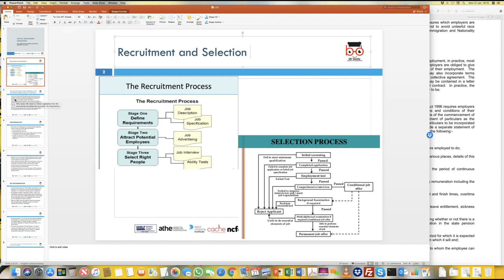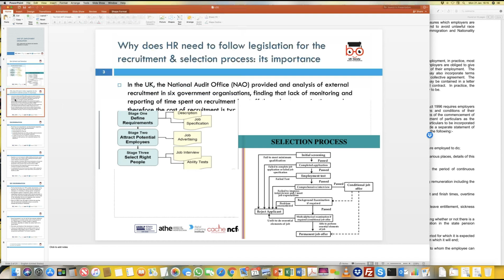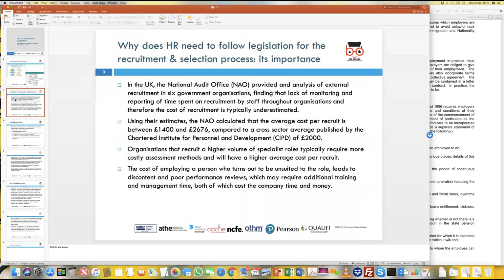Now, why is all this done? And why do we want to recap this in this particular unit of employment legislation? This slide answers that question.